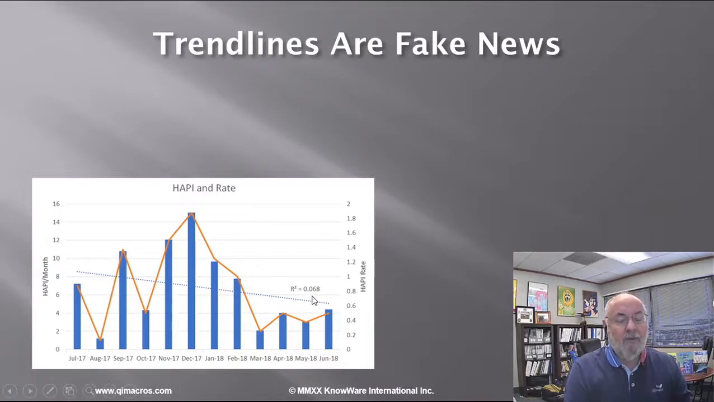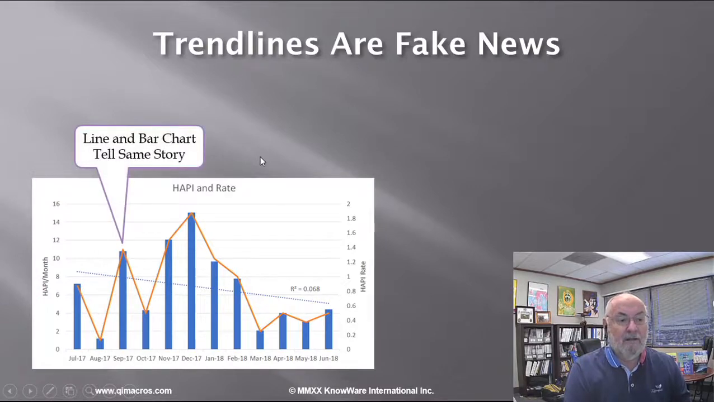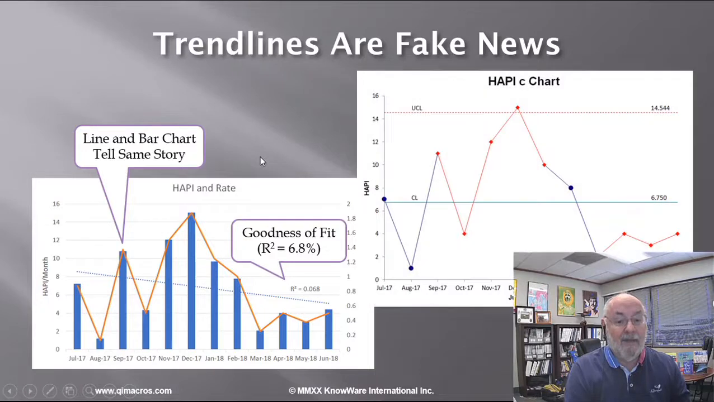But the R-squared value was 0.06. There's no improvement here, right? This is just the saddest thing in the world, I think. If you draw it as a C chart, you'll see there's some out of control conditions. It looks like something may have started to improve out here in March, but we don't have enough data points to verify that. So I want you to get this idea that trend lines on line charts are often fake news, and you should be very cautious when you see one.